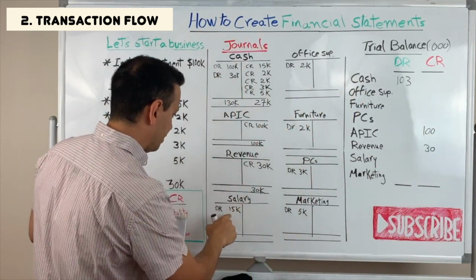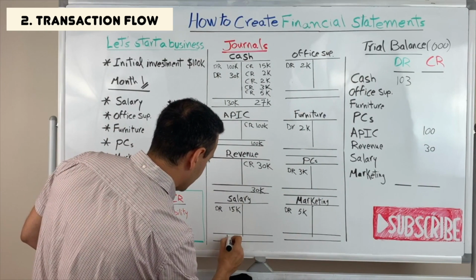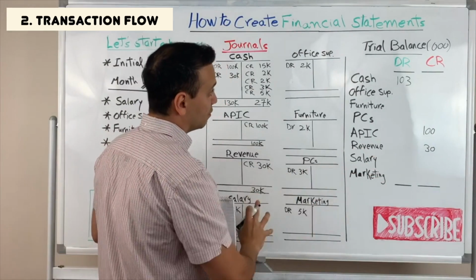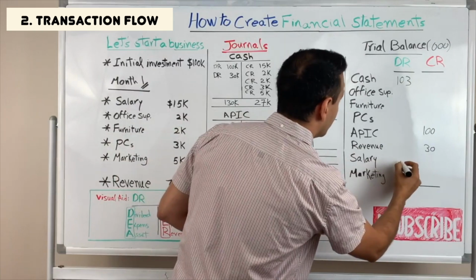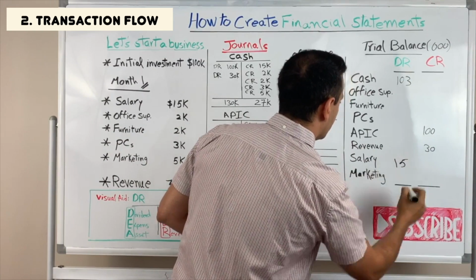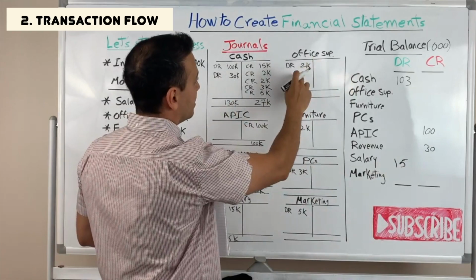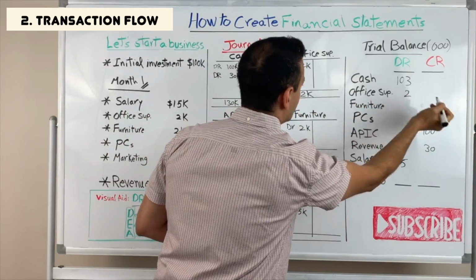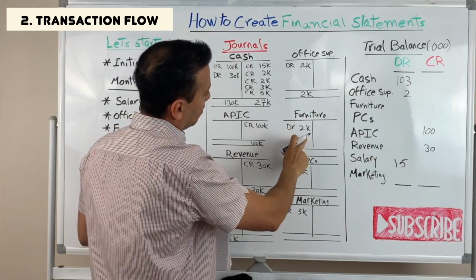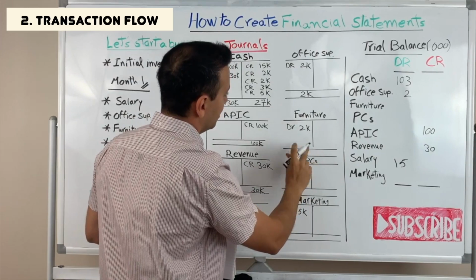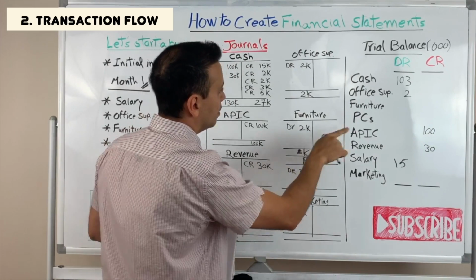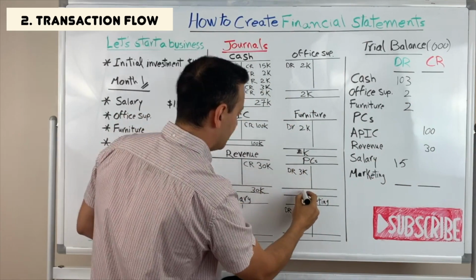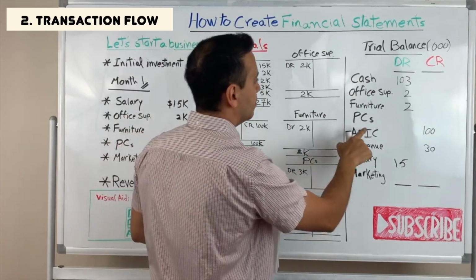And then you have salary 15 on the debit side, so that's 15K when you sum it. So 15K for salary, you transfer that as well, on the debit side. And then you move over here, office supplies 2K on the debit side. So office supplies 2. Furniture, we have a debit of 2K, same thing. So that will go in furniture here. We have PCs 3K, PCs 3.